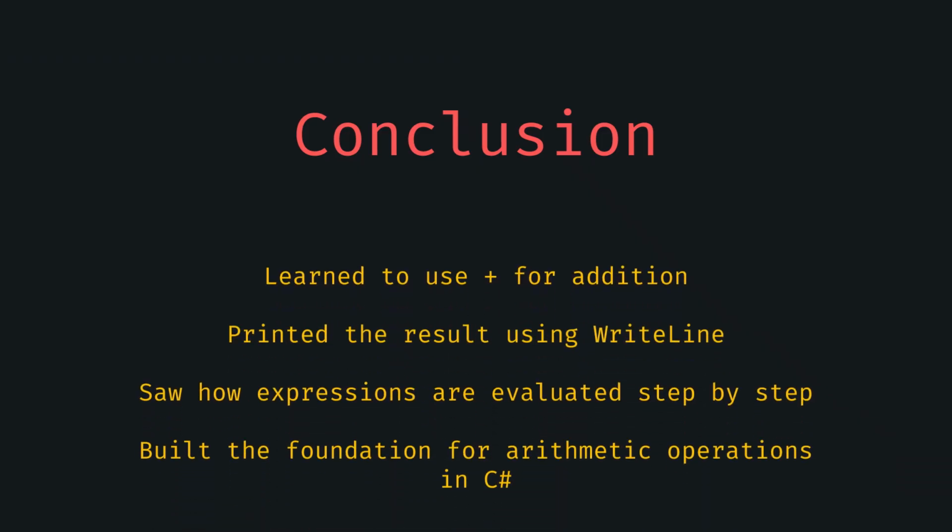To wrap things up, this exercise shows us how to use the plus operator in C# to add two numbers and print the result. We also saw how the program calculates the expression first, then outputs the value. This may seem simple, but arithmetic is one of the building blocks for almost everything in programming. You've just taken another solid step forward in your C# journey.